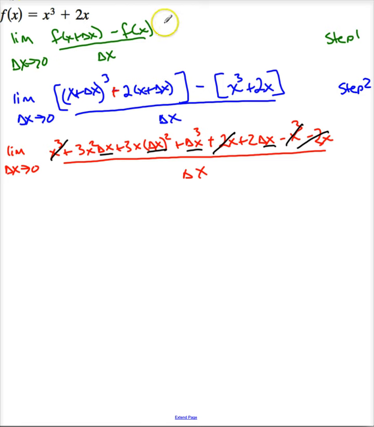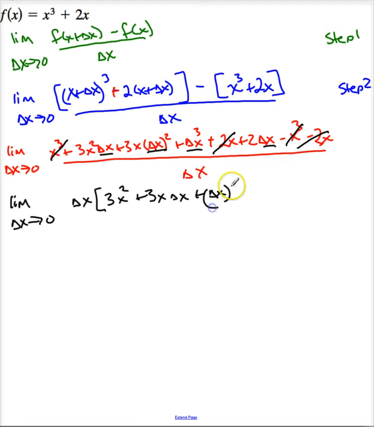Okay, so this is the limit as delta x approaches 0. Now I'm going to factor that delta x out. 3x squared plus 3x delta x. Did I do that correctly? Plus delta x squared plus 2 all over delta x. So I factored, and you have to do a little bit more simplifying here.